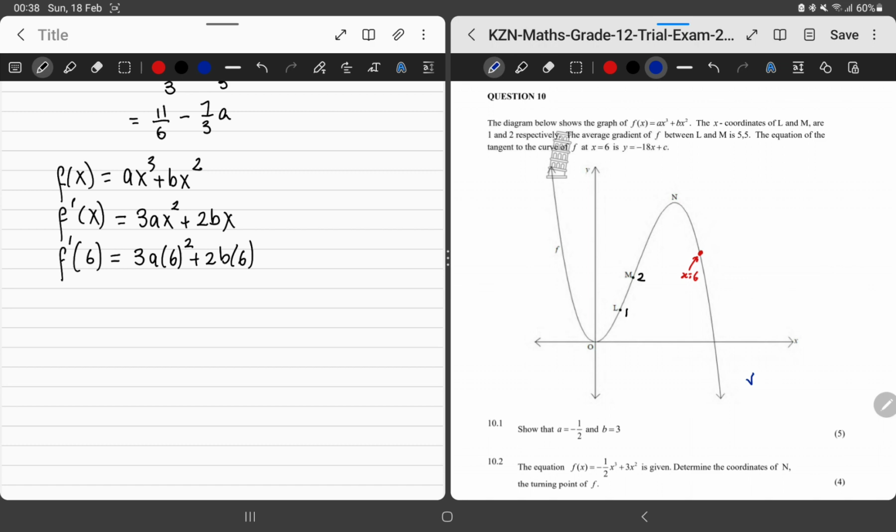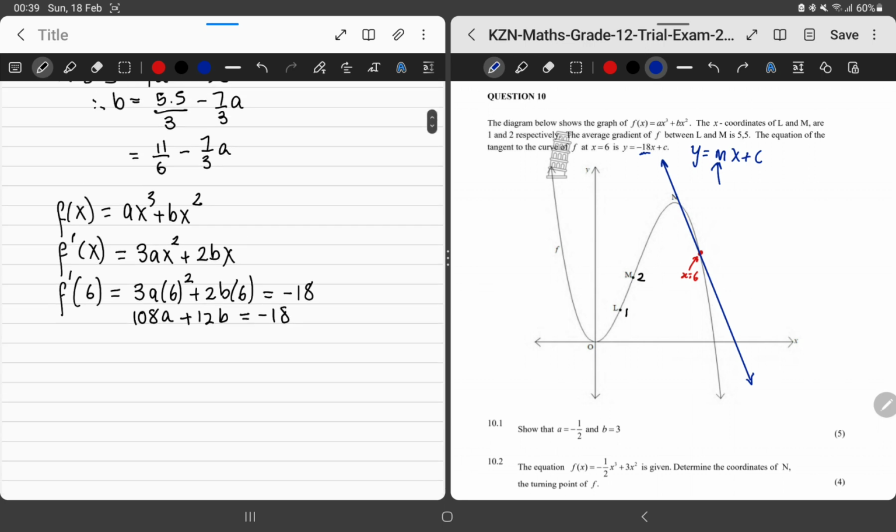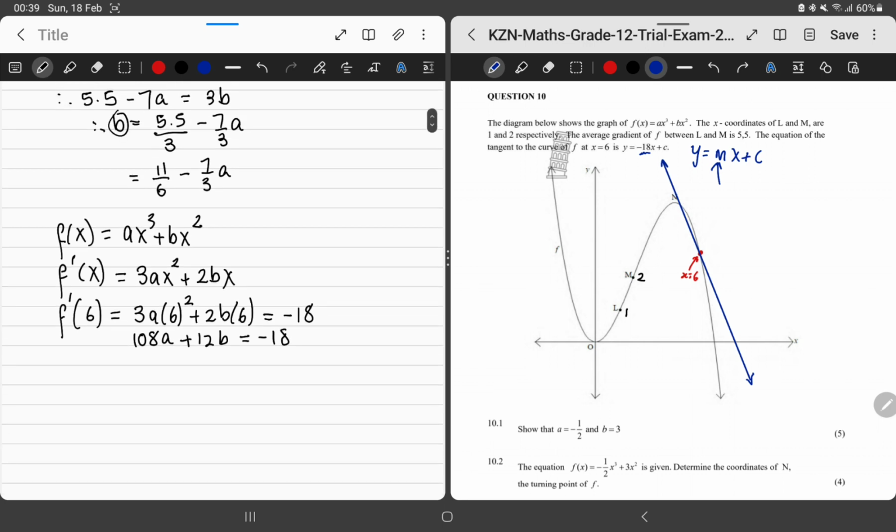So at x equals 6, I'm expecting the gradient to be equal to negative 18. 3 times 6 squared, that is 108a. And this is going to be 12b, which is equal to negative 18. But let's not forget that b is equal to 11 over 6.